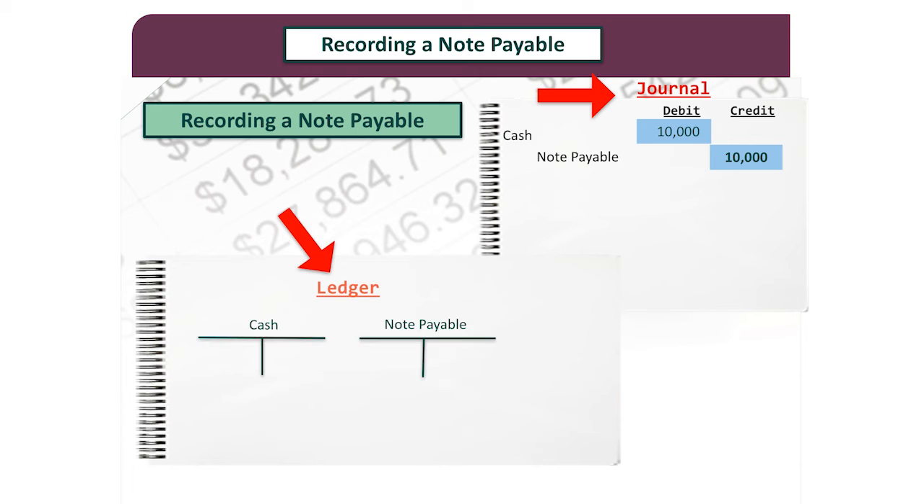When you post the debit cash for $10,000 and the credit notes payable $10,000 to the ledger T accounts, debits still equal credits. Going from the journal to the ledger is known as posting.